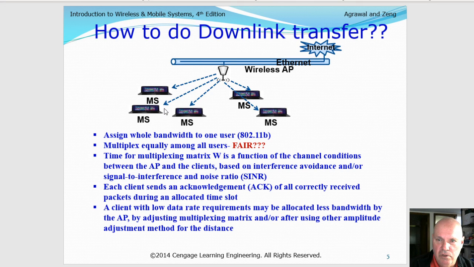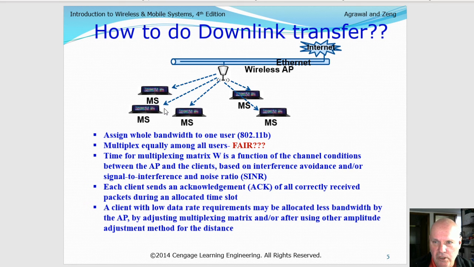So, how do you do this? Assigning the whole bandwidth to one user, of course, would not be the correct approach. Everyone wants access. Multiplexing equally among all users may not be the right thing to do either, because some mobile systems may have infrequent network use, while others served by the same access point may have a steady stream of traffic going out over the Ethernet, over the internet.